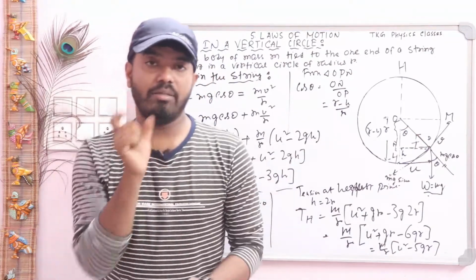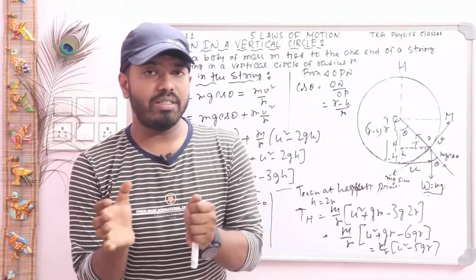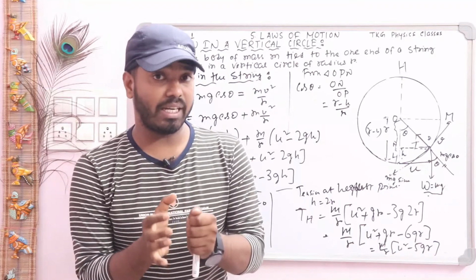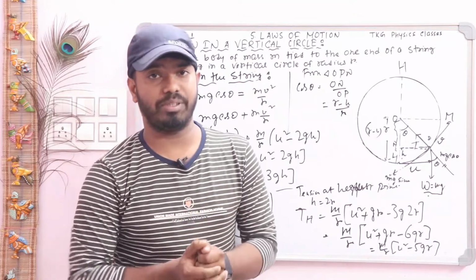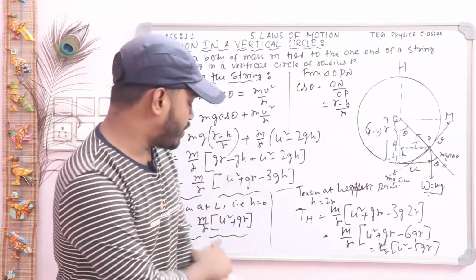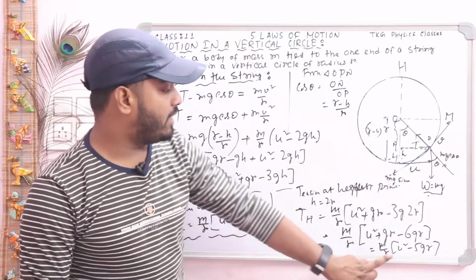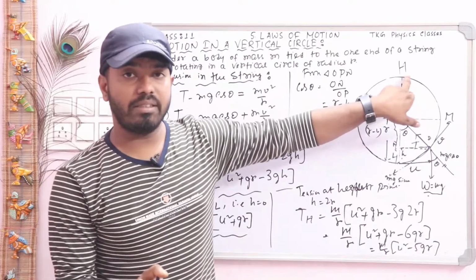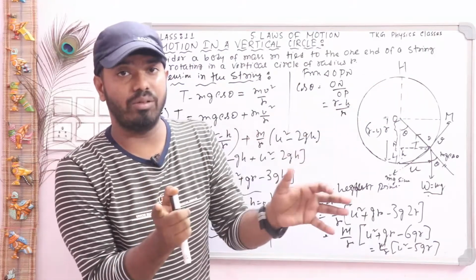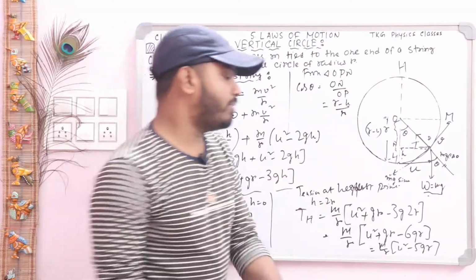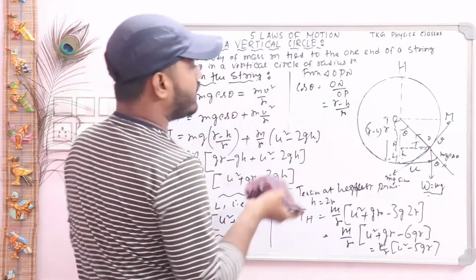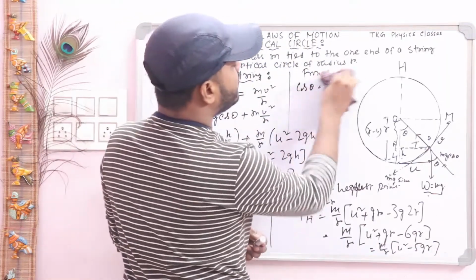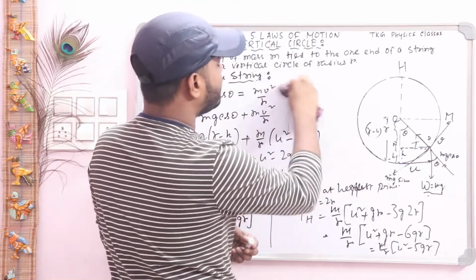Now there is another important theory, students. What is the difference between tension at the lowest point and the highest point? This is the expression of tension at the lowest point, and this is the expression of tension at the highest point. Now the question arises, what is the difference? What will be the value? Check it. So now we will check the difference between tension at the lowest point and highest point.